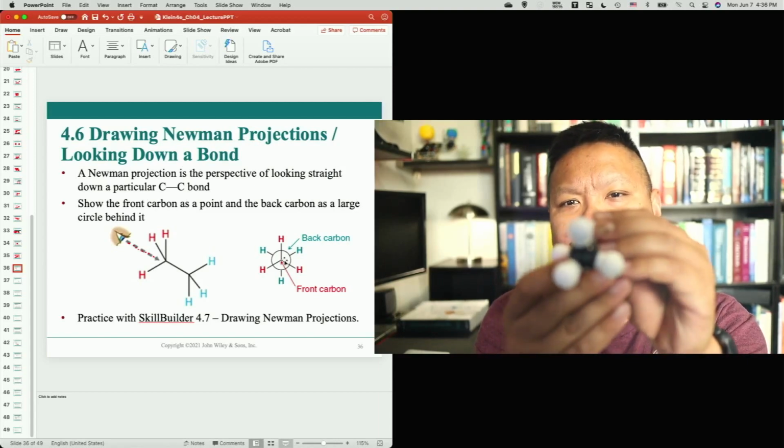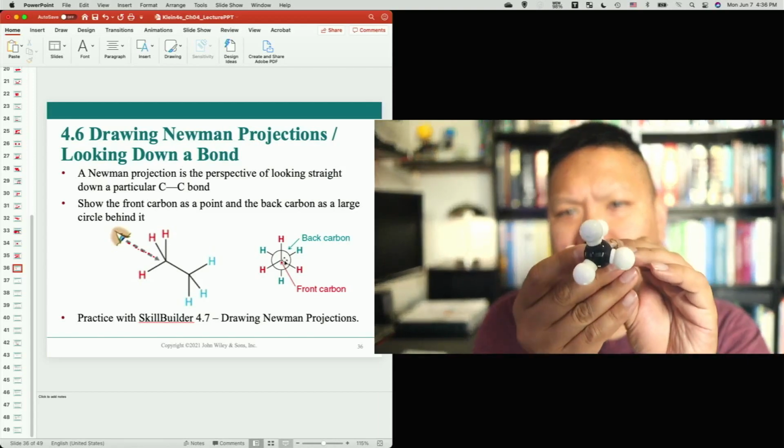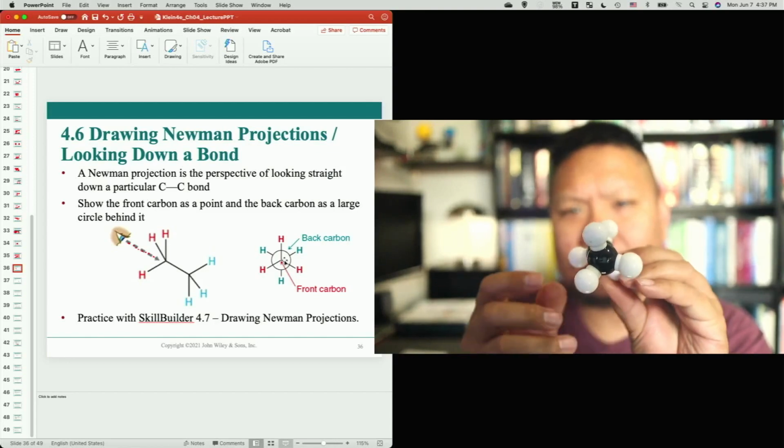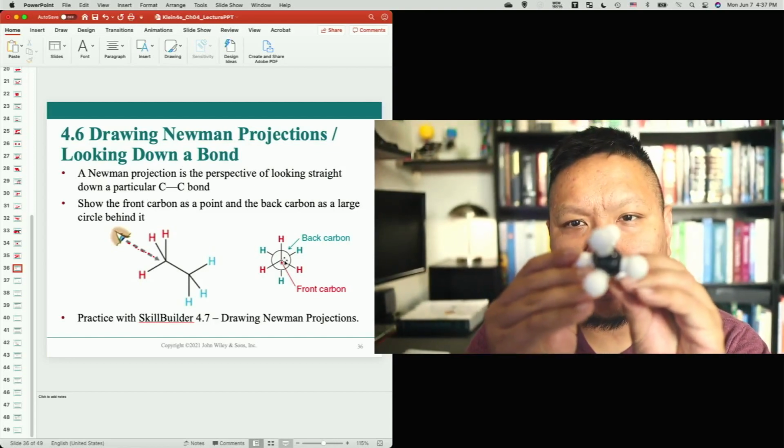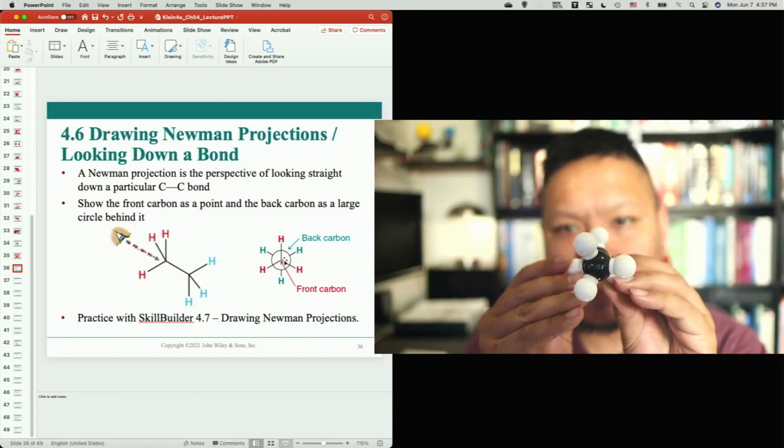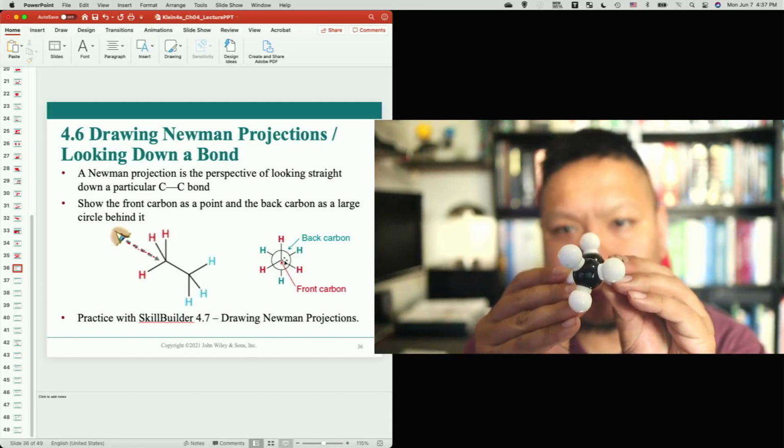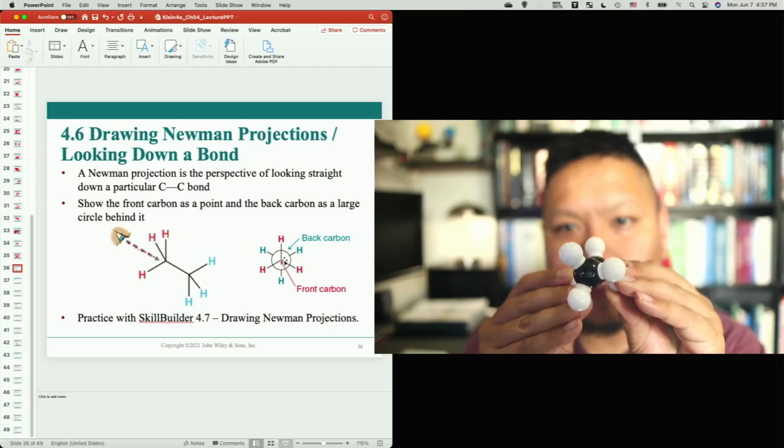There we go. Focus, camera. There we go. So looking down the bond, I'm trying to get it to focus. There it goes. There we go.